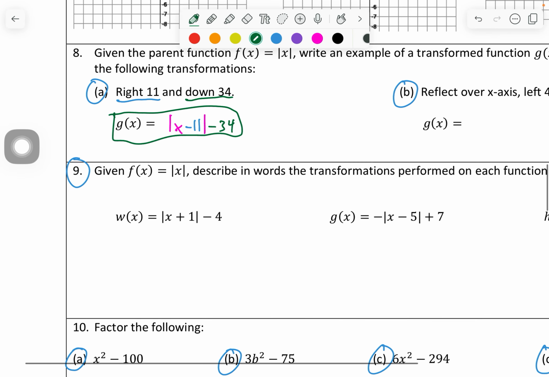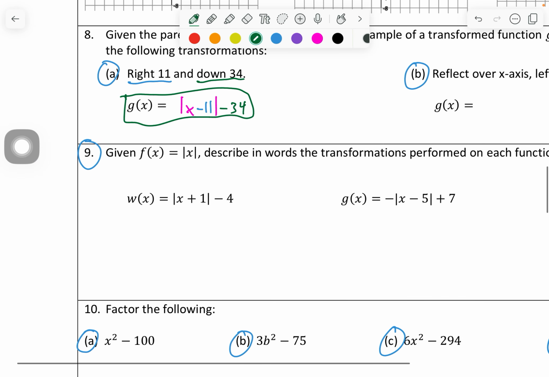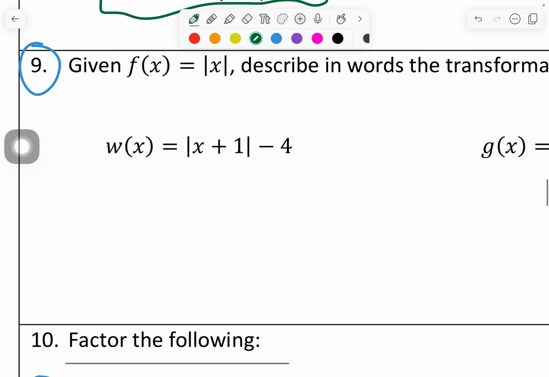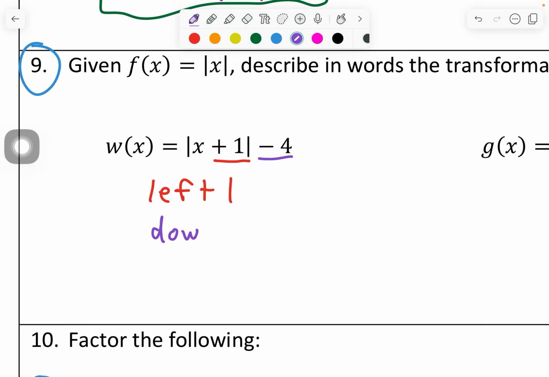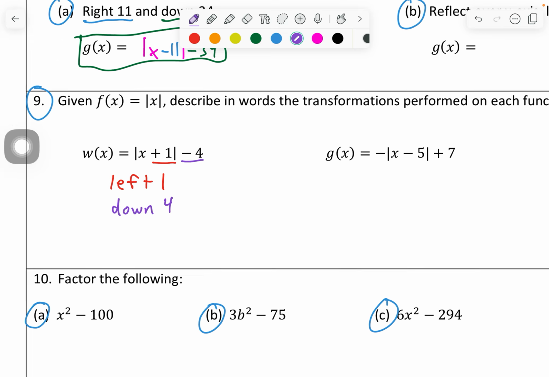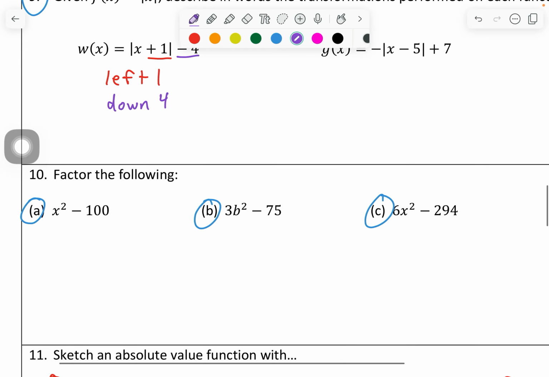All right, number 9. Again, all three are the same. You're just going to describe the transformation. So the directions, and if there's a negative, you would do the reflection. So here there's no negative, so I don't need to write reflect. This +1 goes left 1, and this -4 goes down 4. And this one, they're exact opposite. So you can kind of go through that one.